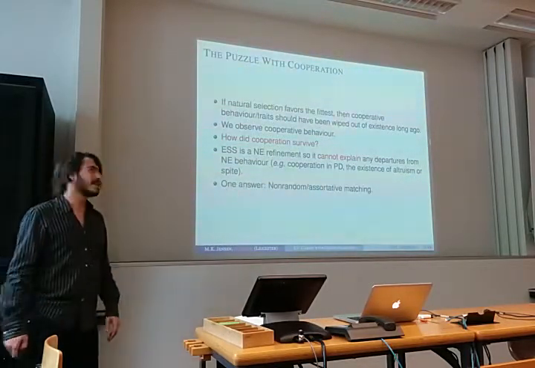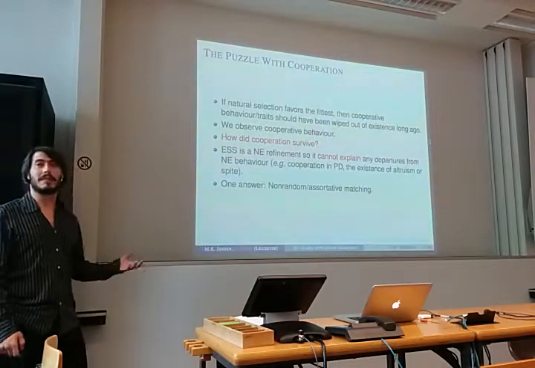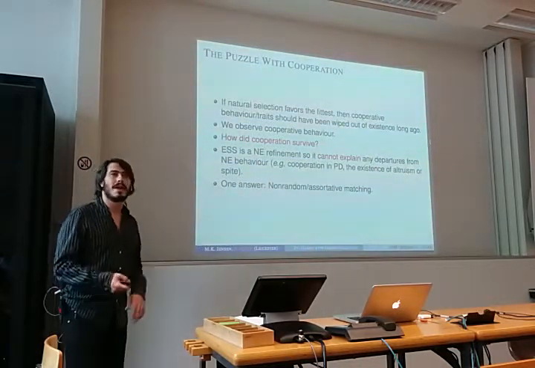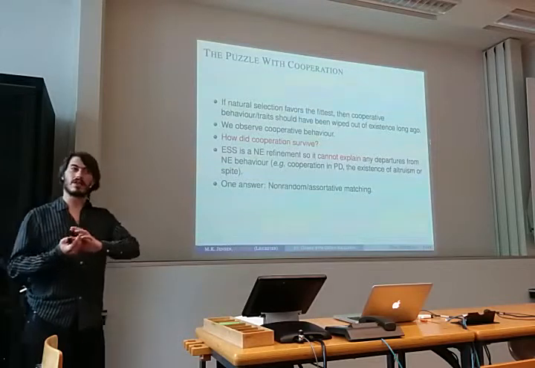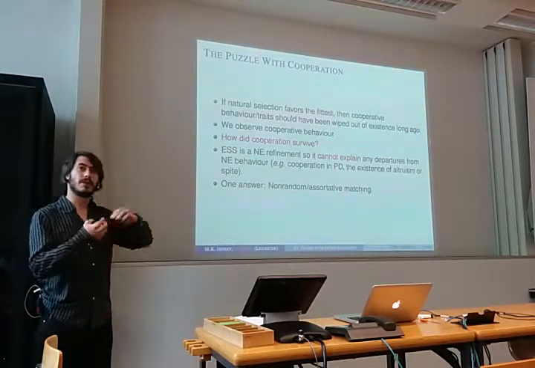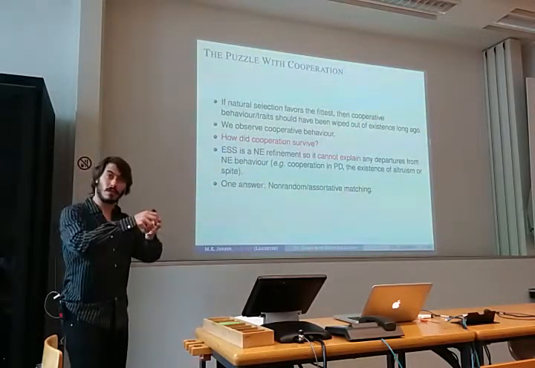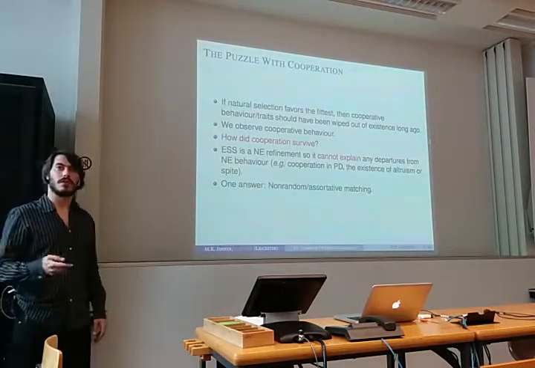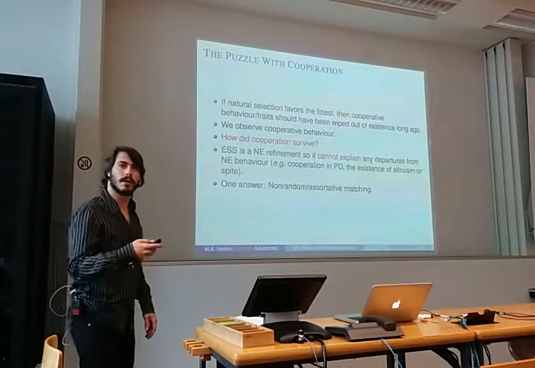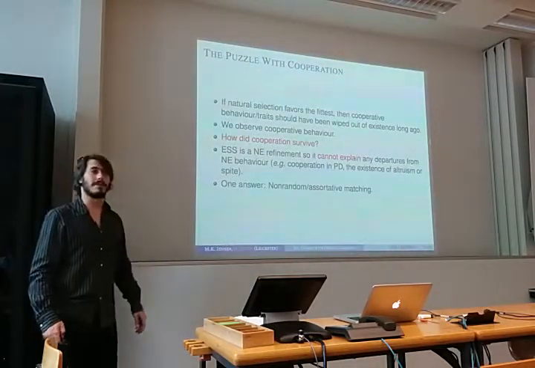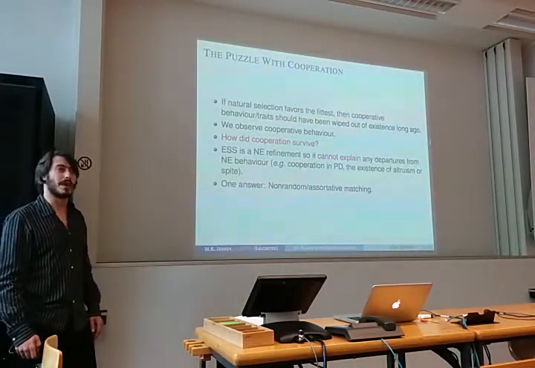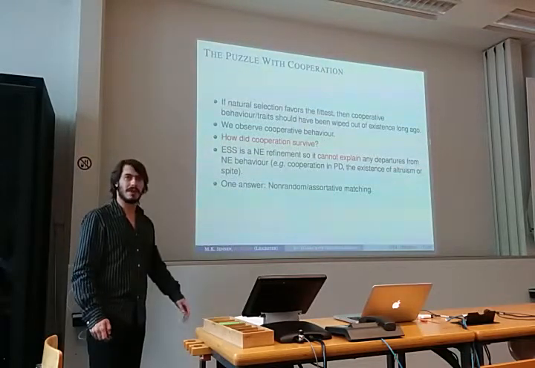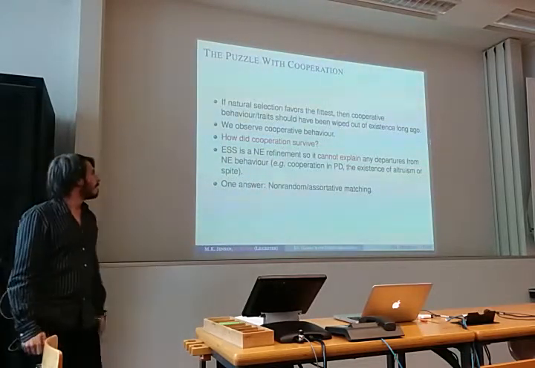One answer to that is non-random or assortative matching. By that we mean if there is a higher chance for cooperators to meet cooperators than for defectors to meet cooperators, that can give an evolutionary advantage to cooperators, and cooperation can basically survive, or take over the whole population. But we're going to look into that more specifically.